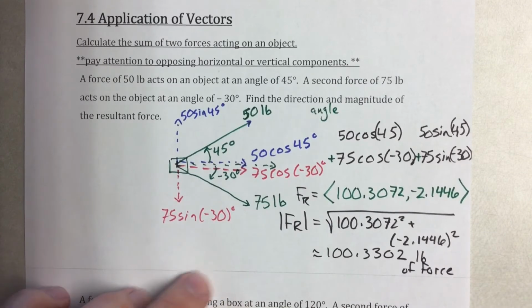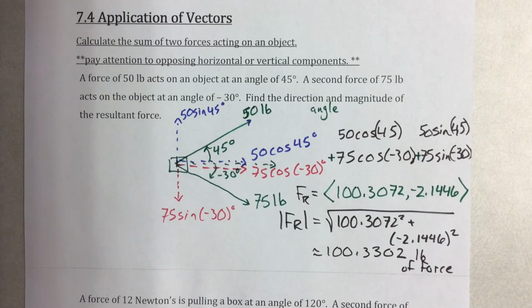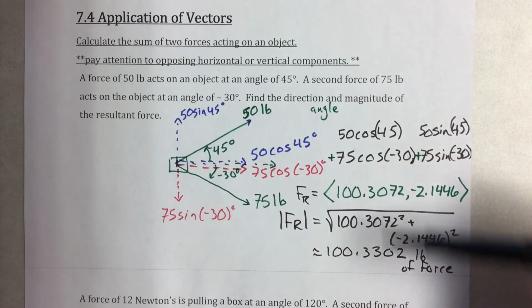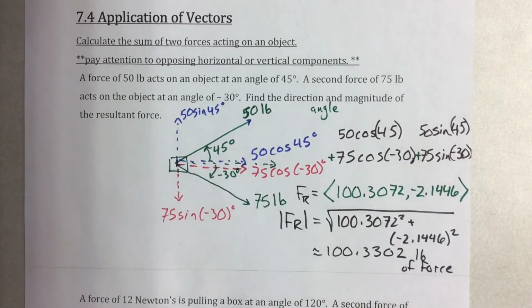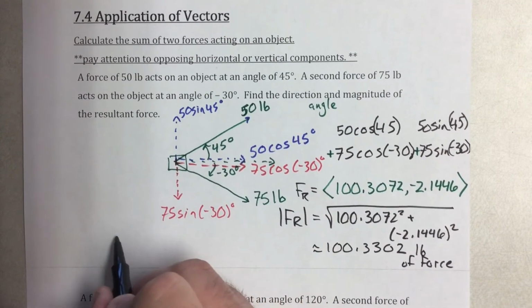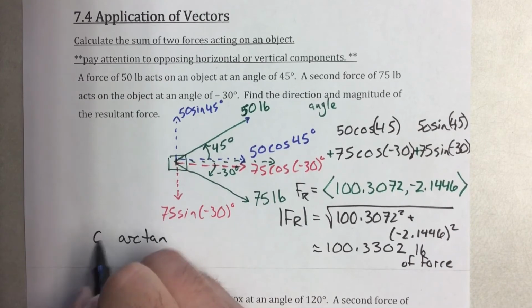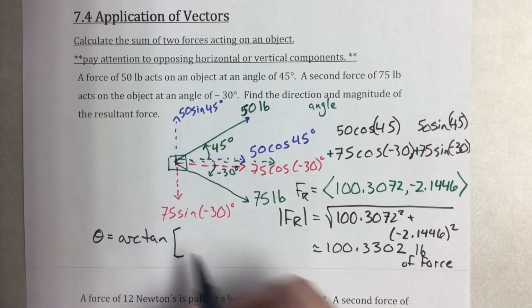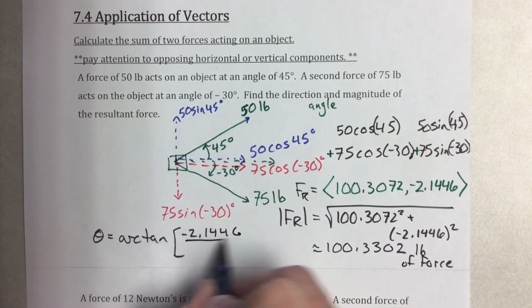Now we desire the direction. So we already have the magnitude. So back in section 2, I believe, I could do arc cosine of the x component over the magnitude. I can do that since I already have the magnitude. But we can also here go ahead and do the arc tangent. That's what I'm going to use. I'm going to use the arc tangent of the y component divided by the x component.